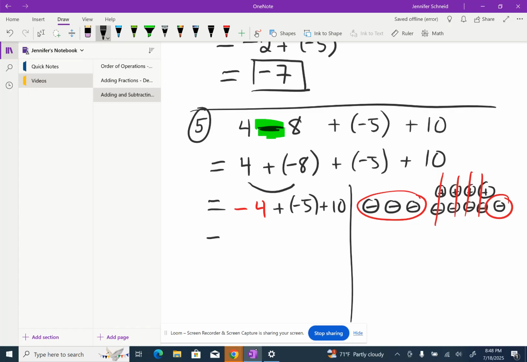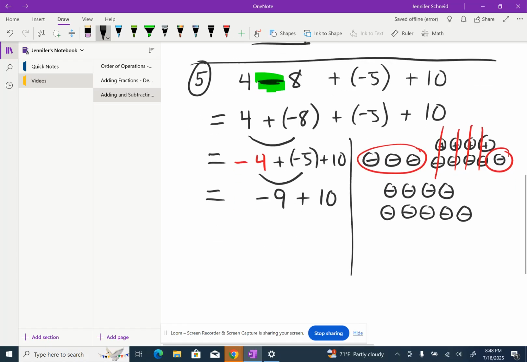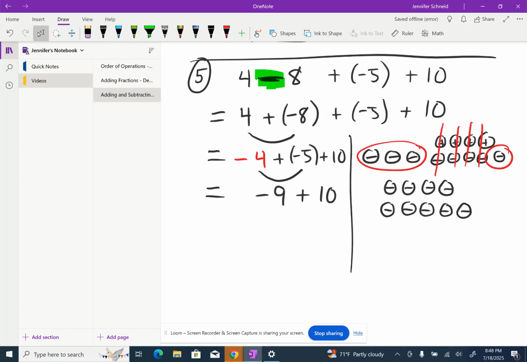Now I'm going to continue from left to right. I have 4 negatives. And then I also have 5 negatives. And so we can see that I have 9 negatives. 9 negatives now. It's a lot of negatives here. So I have 1, 2, 3, 4, 5, 6, 7, 8, 9. And then I have 10 positives.